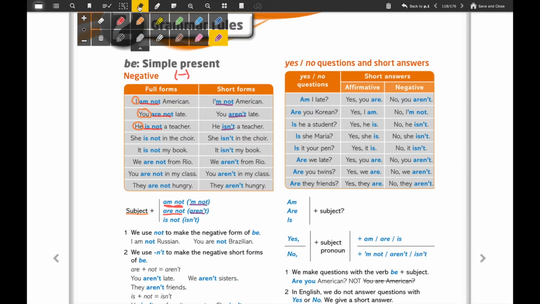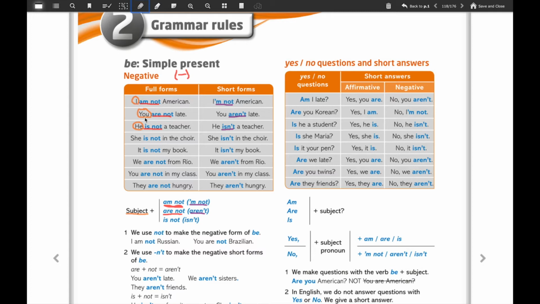So you have orange: I, you, he, subject. In Spanish, this will be like pronombres personales, okay? And in the other part, you have the verb to be, that is in red, okay? So you have am not, are not, is not. You have to know that are and is, you're going to use it for plural and singular, okay? You're going to use is for singular pronouns, and you're going to use are with plural pronouns. And the word am not is only for I, okay?